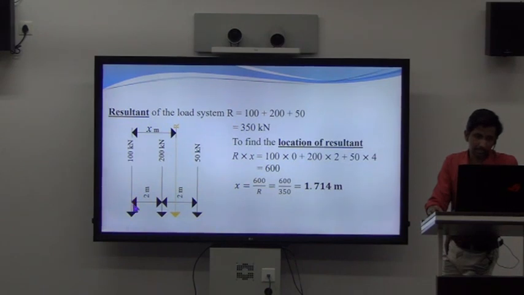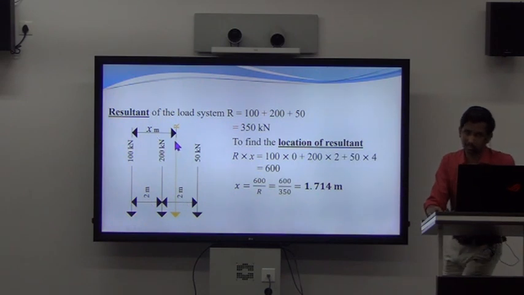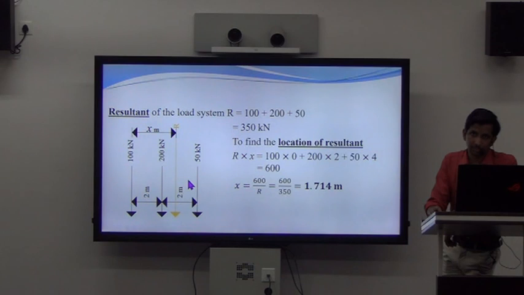If you see in the slide, I am going to take the moment about this particular point. So first I am calculating the moment of the resultant, that is this R multiplied by this distance, that is x. As per our assumption, it is x meters. Okay, so the moment will be R into x, and this can be equated to the algebraic sum of moments of each of these forces about the same point. Okay, please note, about the same point.